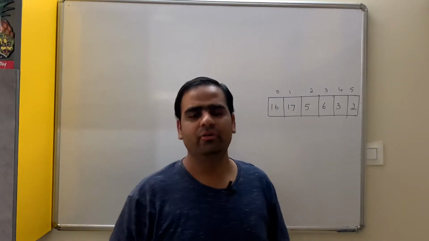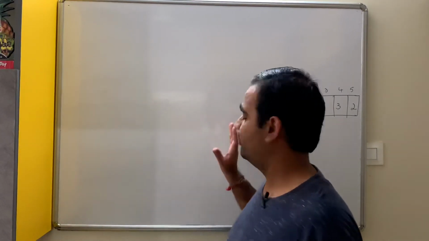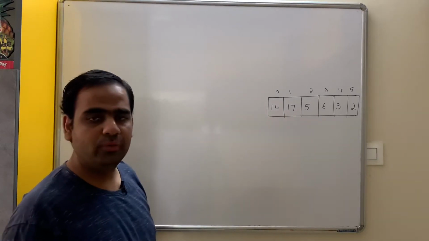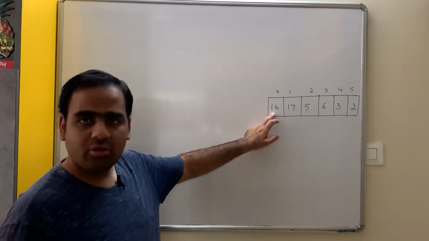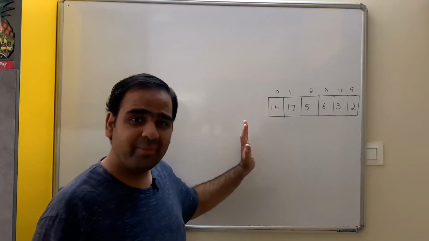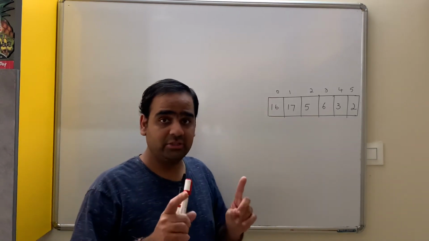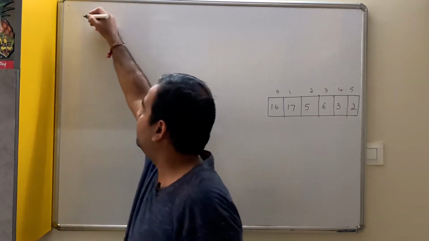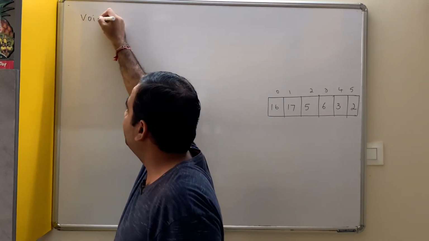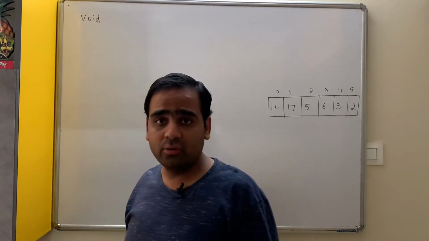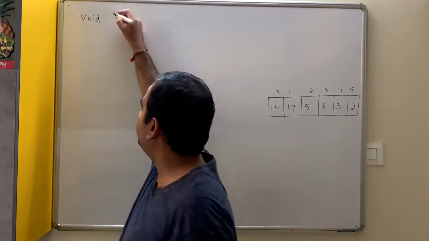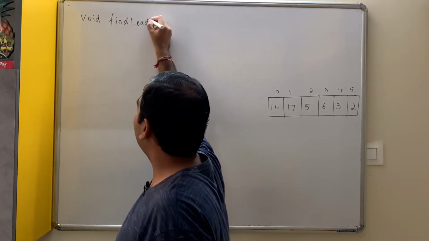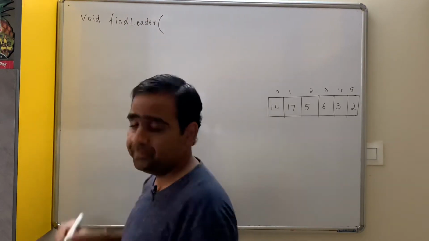Let us see how we find the leaders of an array. Now suppose this is the array 16, 17, 5, 6, 3 and 2. We know that an element is called a leader if there exists no element greater than it in the RHS subarray. Now let us write the function to begin with, and I say void because the return type is void. A function can return only 1 value. I cannot return the value here. And let me say the function name is find leader, as I already said.